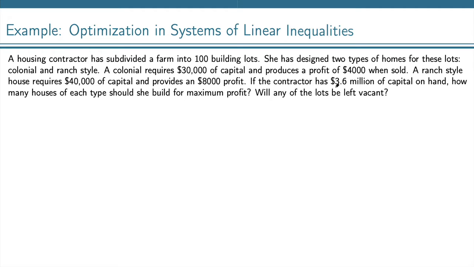If the contractor has $3.6 million of capital on hand, how many houses of each type should she build for maximum profit? And after we've done that, will any of the lots be left vacant?